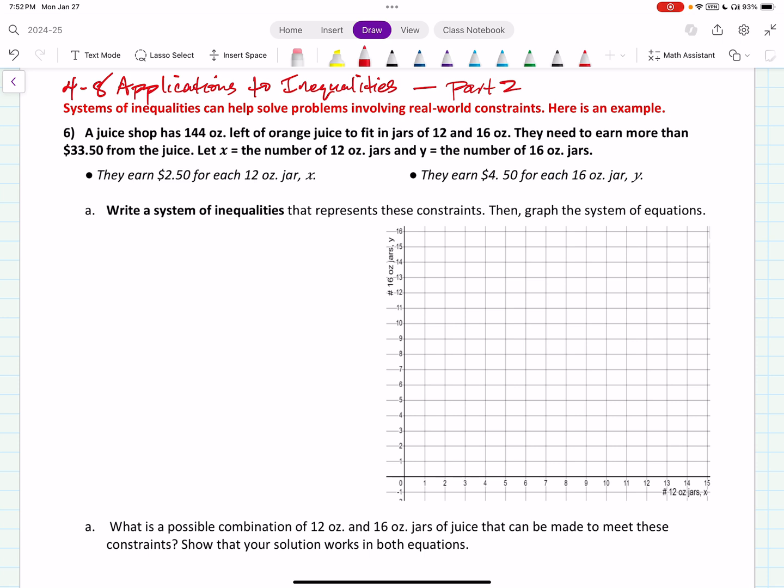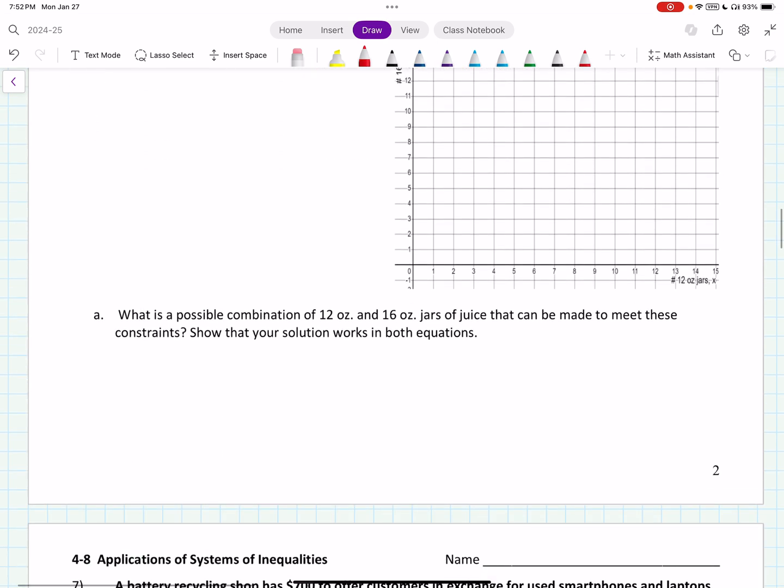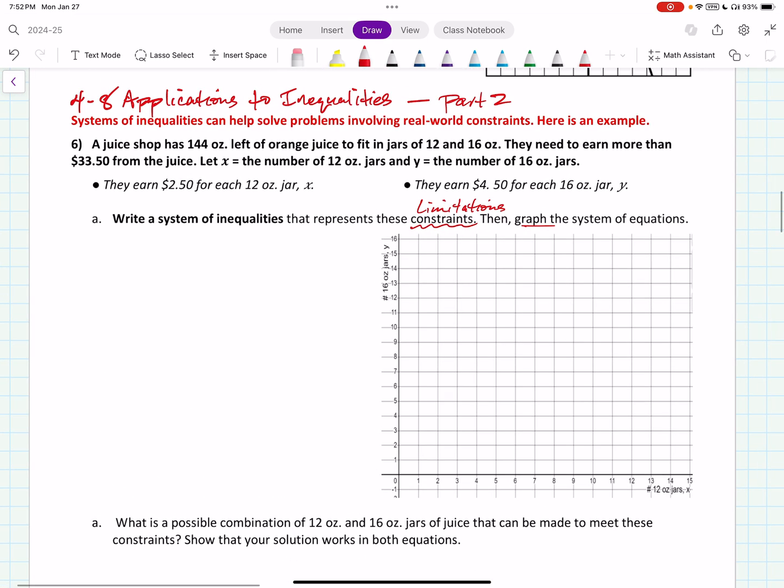They earn $4.50 for each 16-ounce jar, which is why we have to write a system of inequalities that represent the constraints. This word constraint means limitation, because there are limitations in this problem, as you're going to find out. We're going to graph the system of inequalities here. And of course, we have to answer the question. So there's obviously some work to be done.